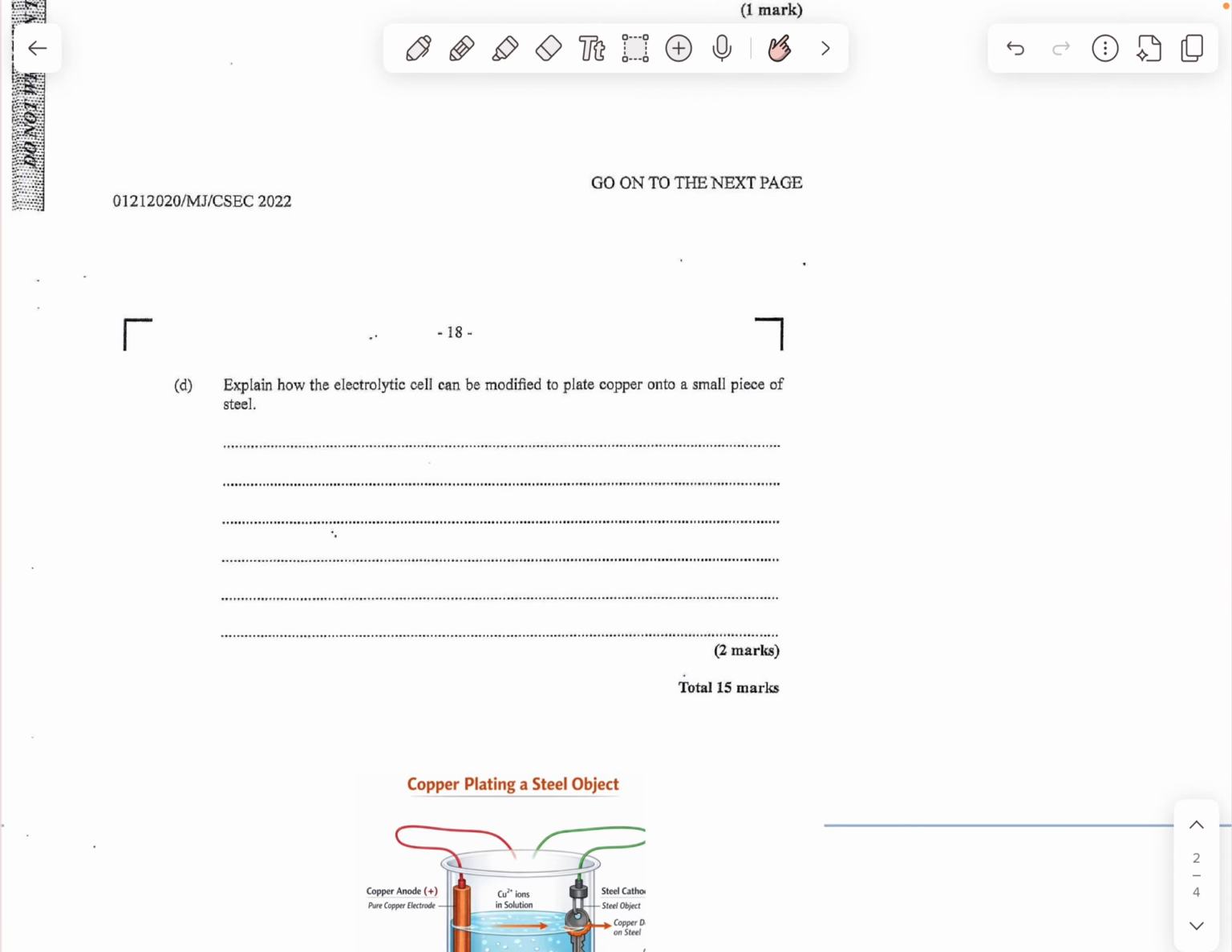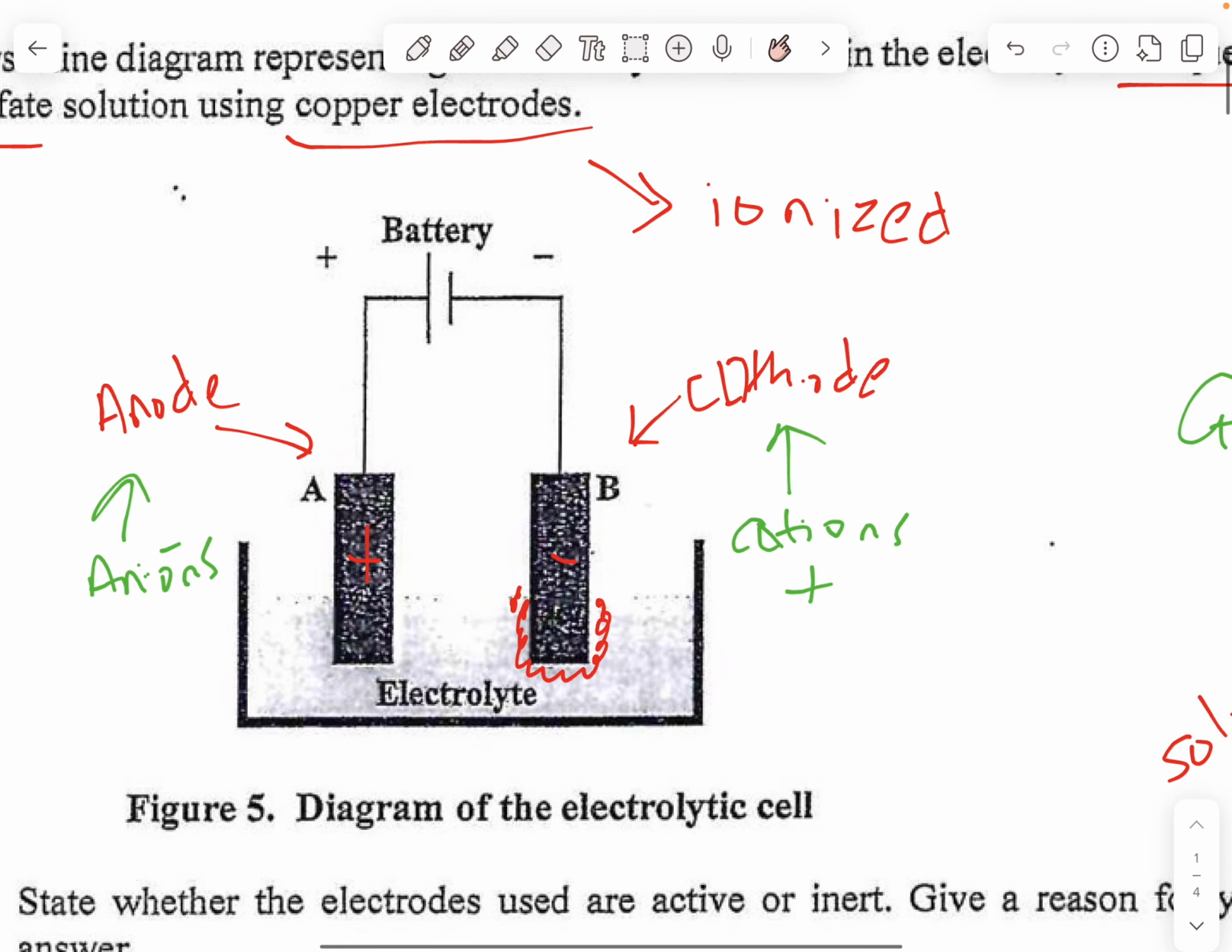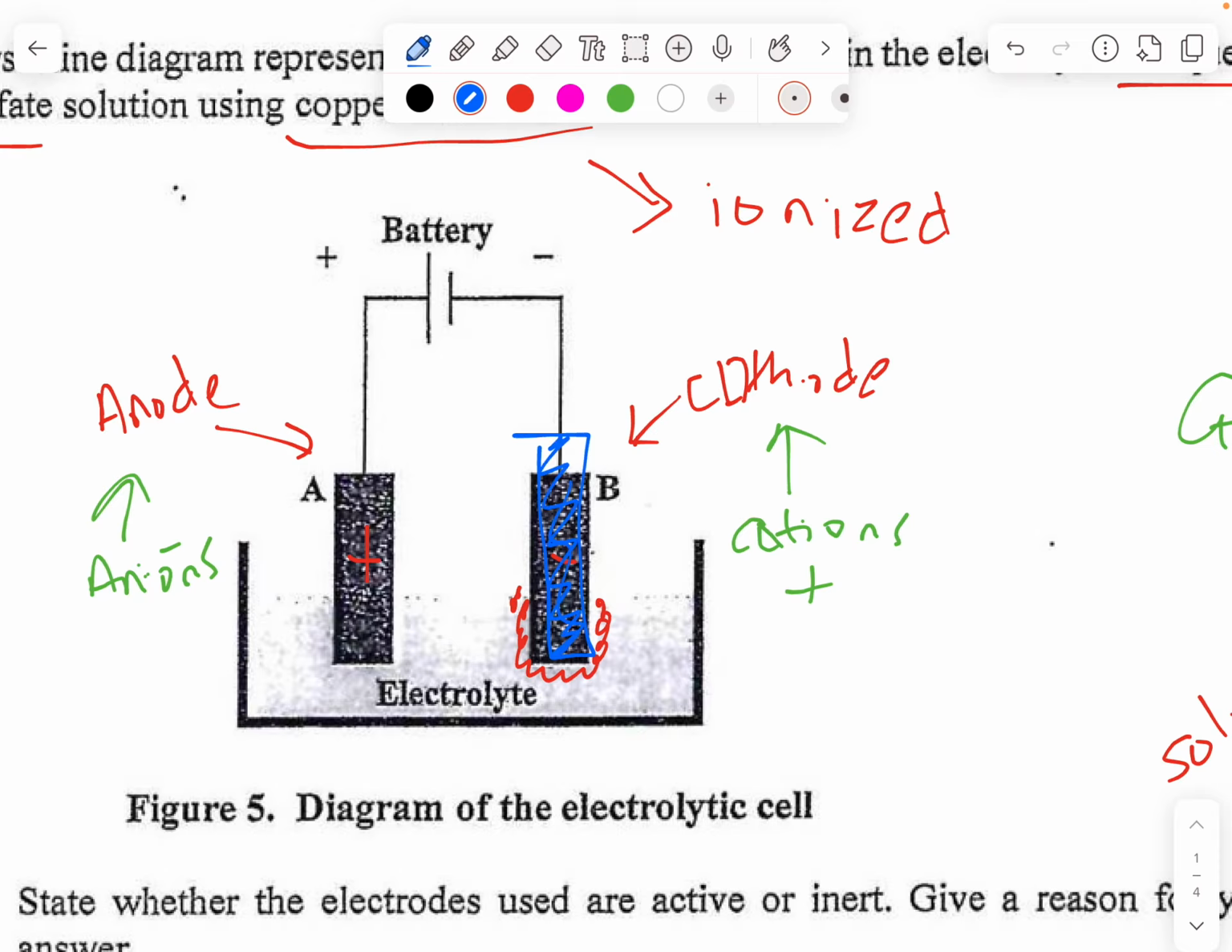It says, explain how the electrolytic cell can be modified to plate copper onto a small piece of steel. Now notice how for the cathode, although yes, we're using copper, we're getting something deposited onto the cathode. The question is asking us how can we deposit copper onto steel instead of this copper electrode right here? And all we can do is replace this copper electrode with a piece of steel. That's all we can do. And what's going to happen is that the copper is going to get coated around that steel.